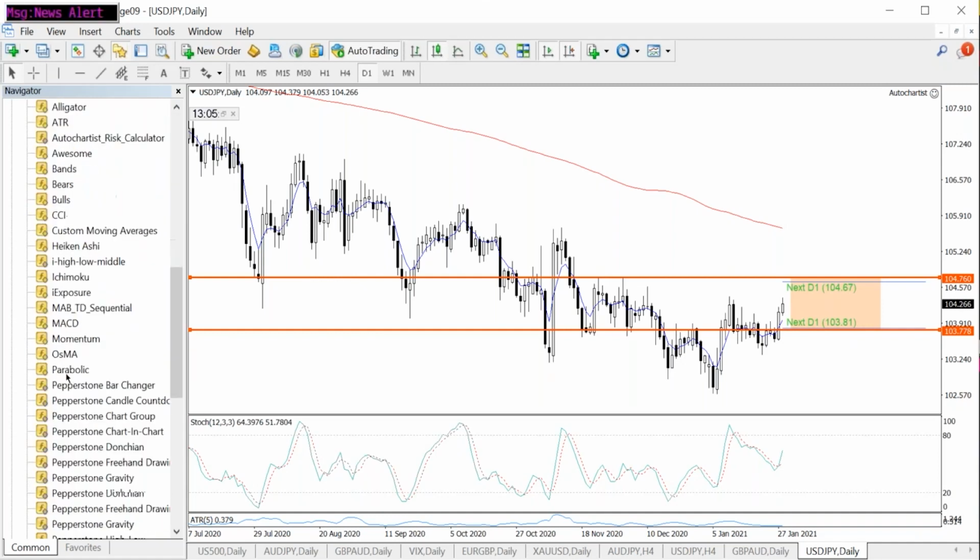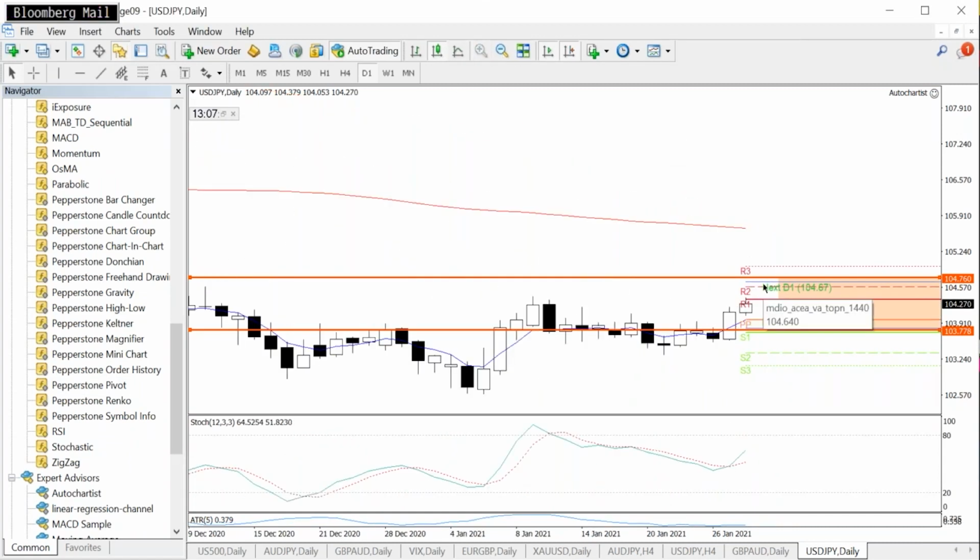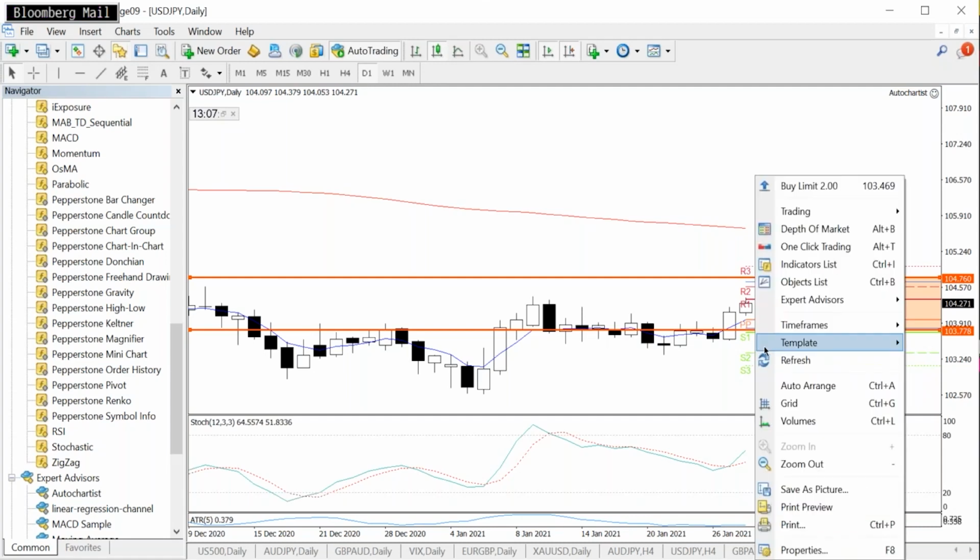Now, a lot of people will use pivot points. I think pivot points are quite interesting. I don't know if they necessarily give you a statistical edge, but if I go into here, we can see that the high of my range is between the R2 and the R3, and the low, obviously it's skewed to the upside, is around about the S1. I'm going to remove that.